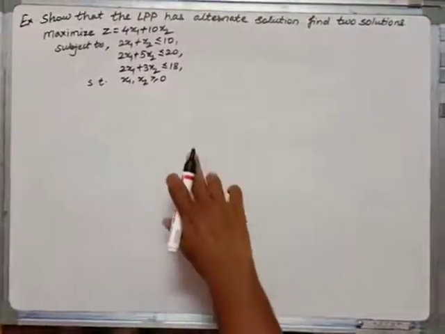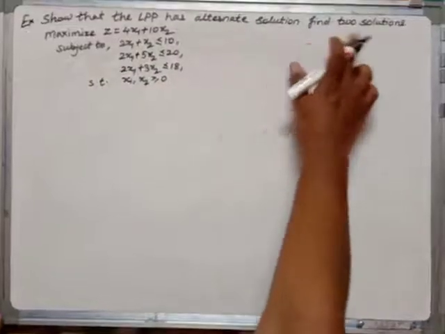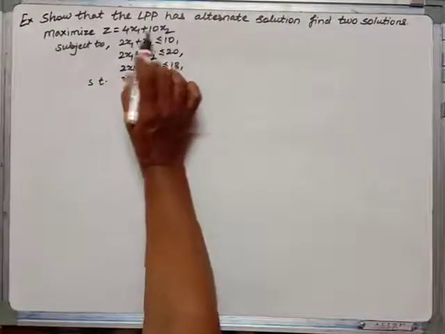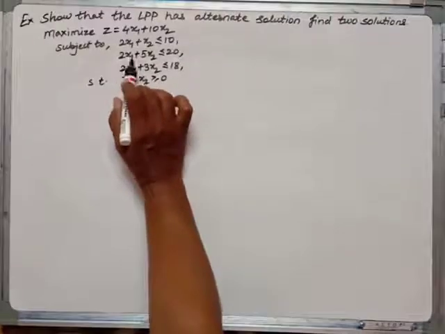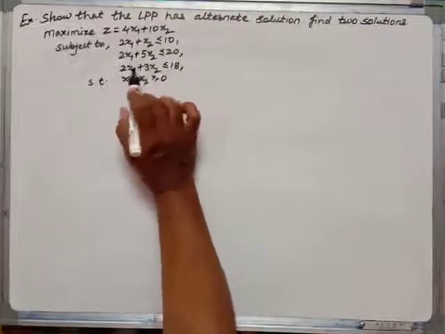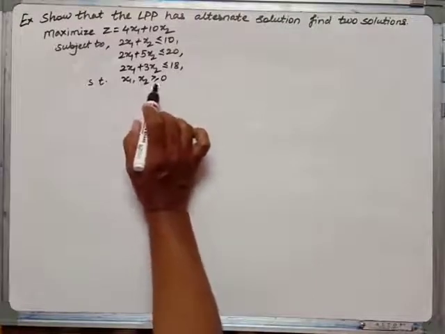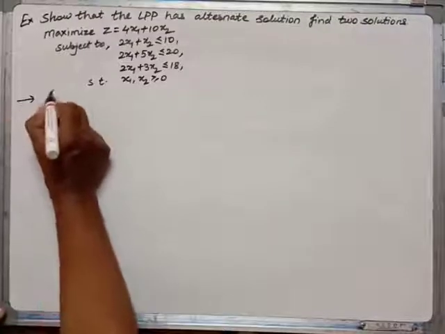Now here let us see one more problem of this kind. Show that the LPP has alternate solution. Find two solutions. Now the problem is maximize z is equal to 4x1 plus 10x2 subject to 2x1 plus x2 less equal 10, 2x1 plus 5x2 less equal 20, 2x1 plus 3x2 less equal 18 such that x1, x2 greater equal 0. Now same thing.